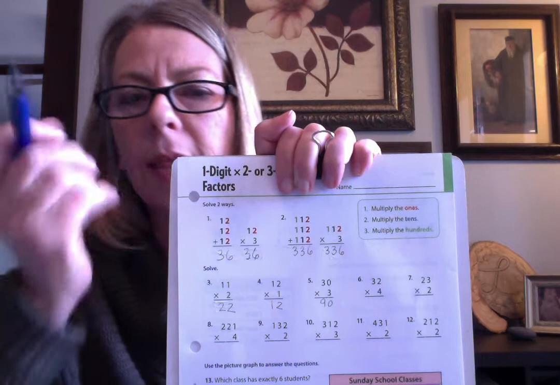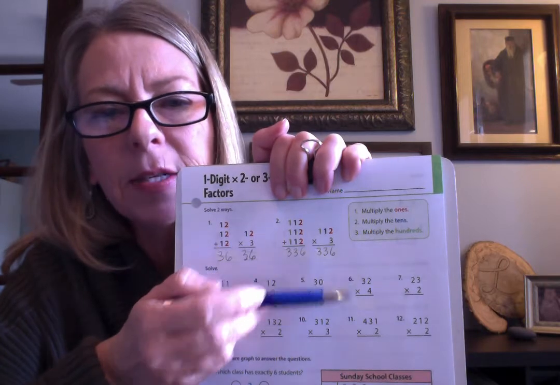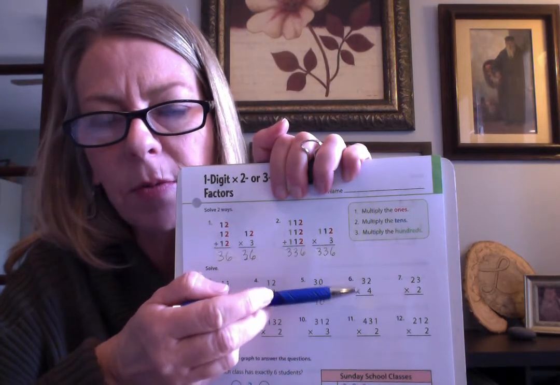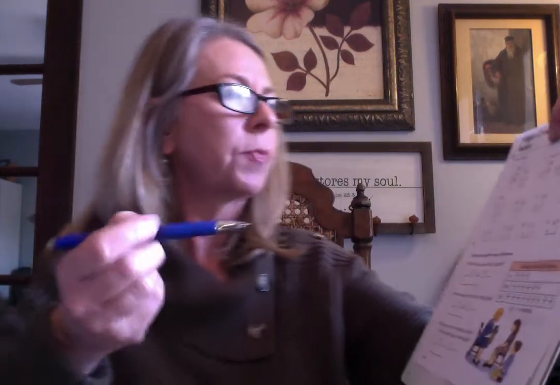Okay, now let's look at number 6. Now this one's a little tricky. I think that the editor made a mistake because we're going to work on renaming tomorrow, but this will give you a sneak peek at what we're going to do. So stay with me on this one, okay? All right, so I'm going to do this one with the blocks first. So we have 32 times 4.